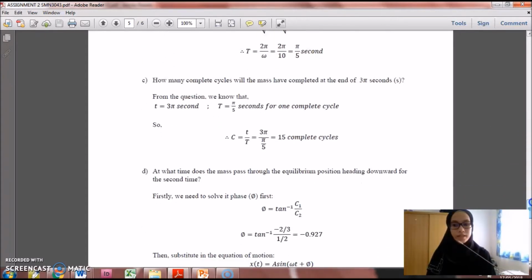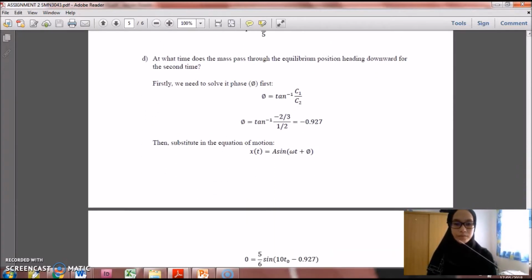The next question is, how many complete cycles will the mass have completed at the end of 3 pi seconds? From the equation, we know that t is equal to 3 pi seconds. T is equal to pi over 5 seconds for one complete cycle. So the number of cycles C is equal to t over the period. So the final answer is 15 complete cycles.